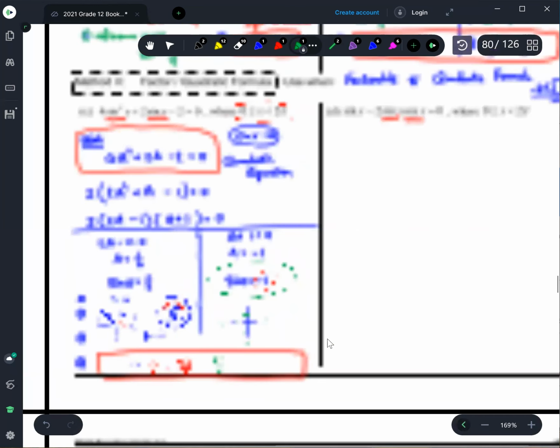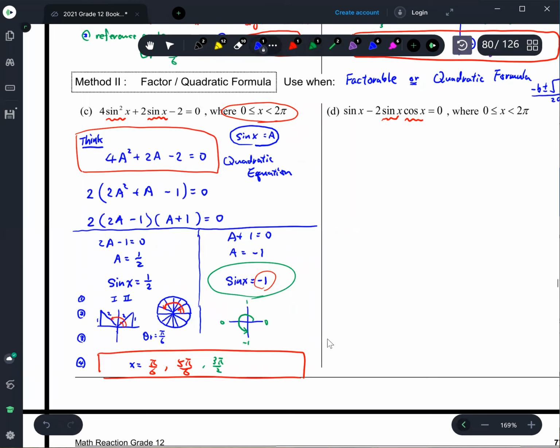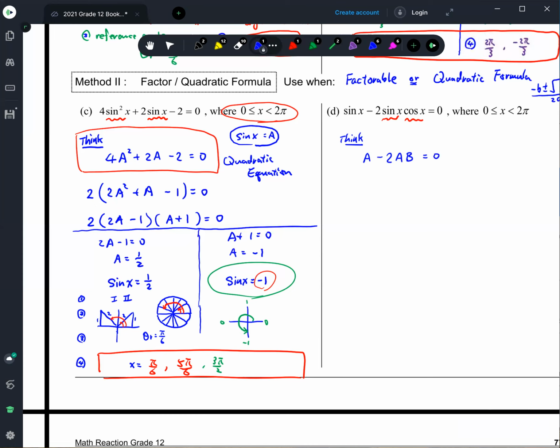Okay, let's do another one here on the right side. Okay, so this one, what you can do is to think as two variables here, right? Because you have a mix of sine and cosine. So sine x, you can think of it as A, like before. And then cosine, you can think of it as B. Okay, so before I forget, let's write that down. Sine x is A, cosine x is B. So you have a mix of A and B.